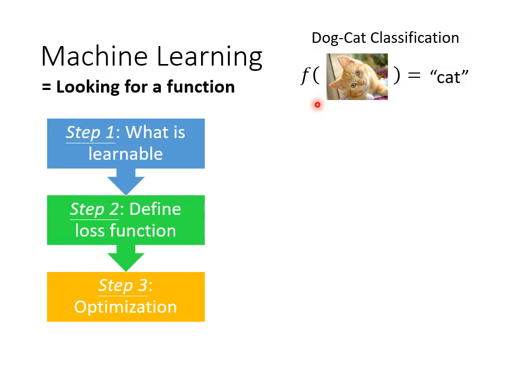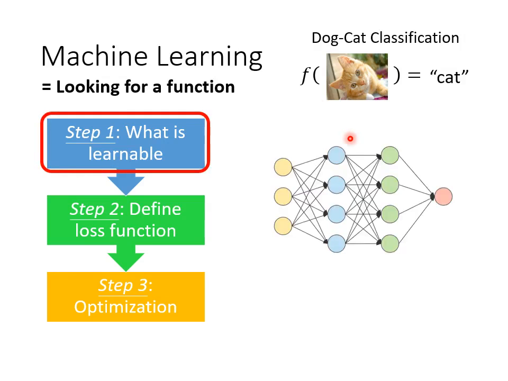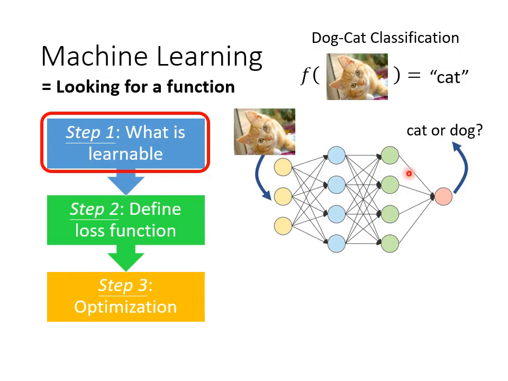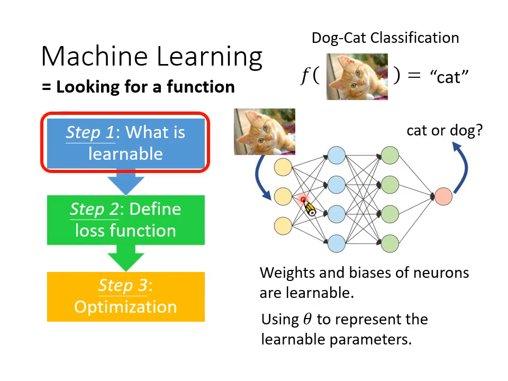For example, in deep learning, you have a deep network, and the input of the network is an image, and the output is the classification result. In this network, the network architecture is predefined, or the links between the neurons are already defined by a human, and the weights and biases of neurons are learnable. We use theta to represent the learnable parameters. In machine learning, a function f is denoted as f theta. The function f is parameterized by theta, and this theta is learnable. This theta is learned from data.